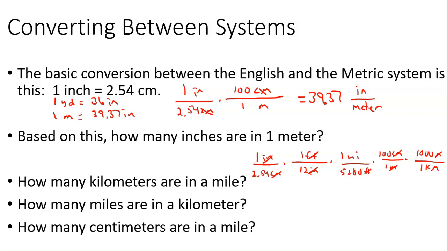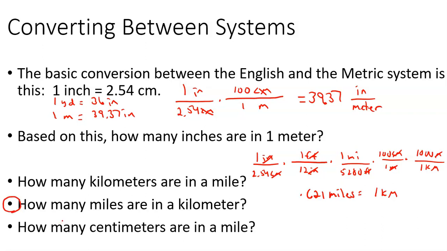All right, we got 100 times 1,000, so 1, 2, 3, 4, 5 zeros. Then we're going to divide that by 2.54. We're going to divide that by 12. We're going to divide that by 5,280. And I end up with 0.621. Now, 0.621 what? 0.621 miles equals 1 kilometer. That's actually the answer to this question over here.